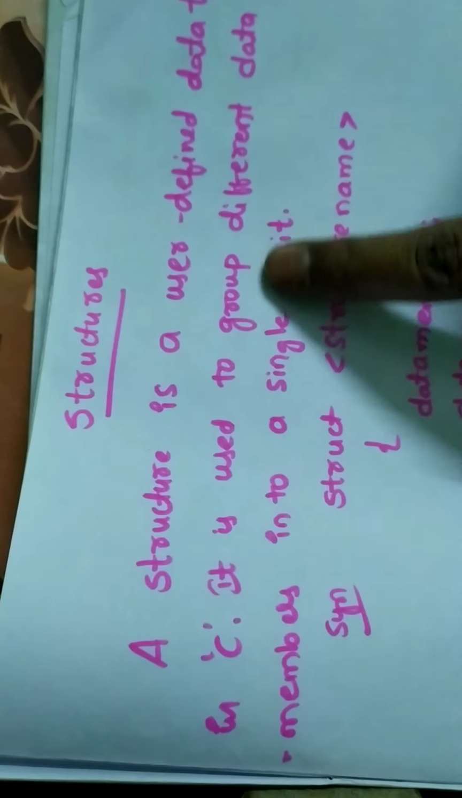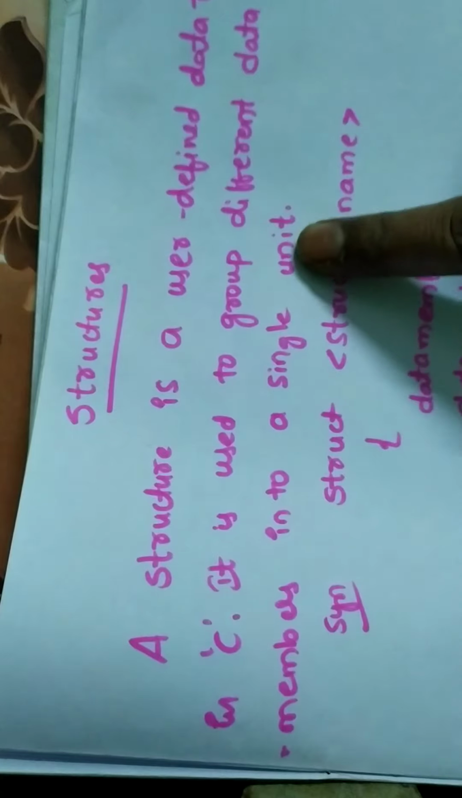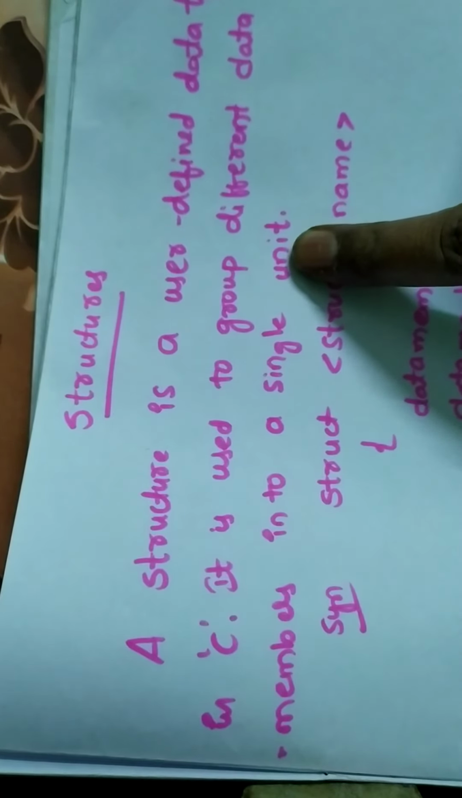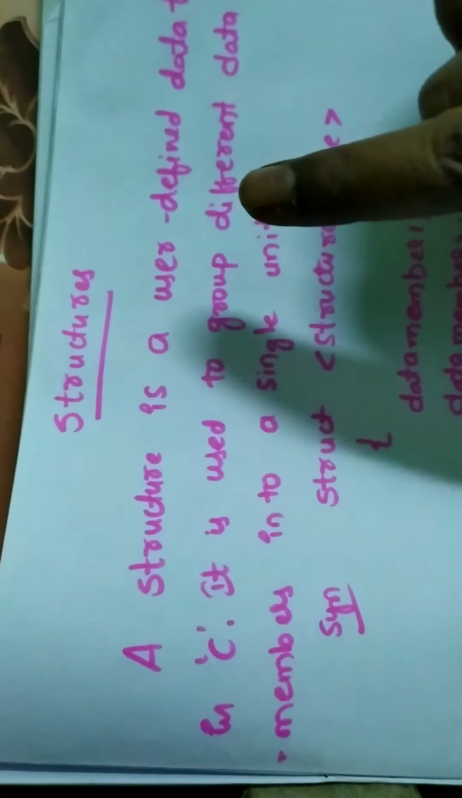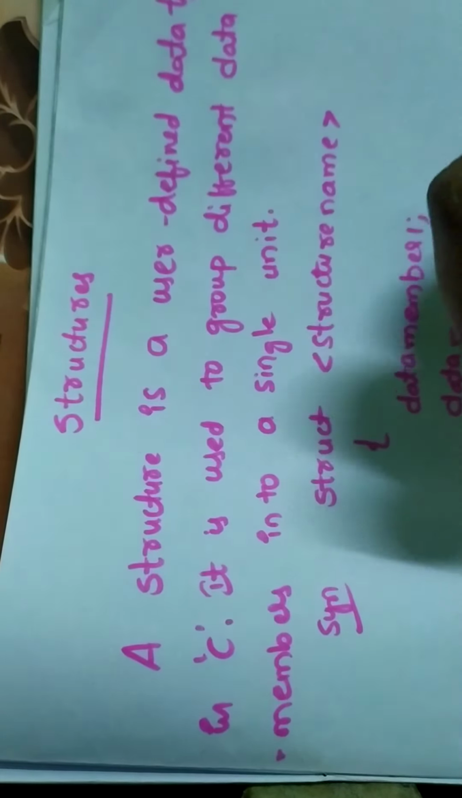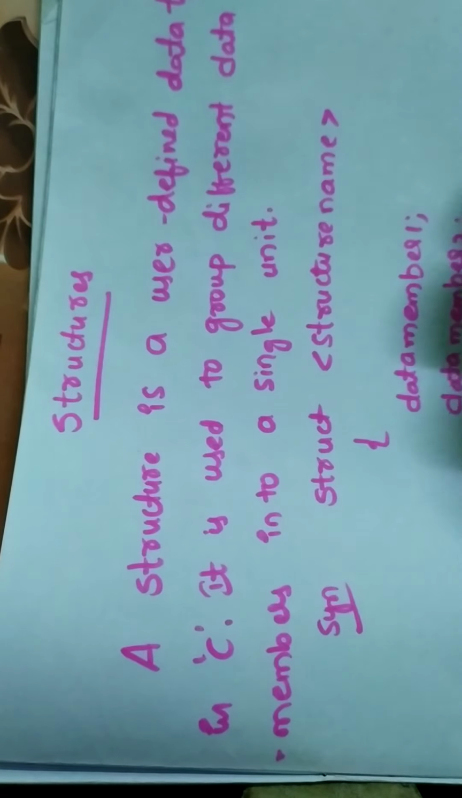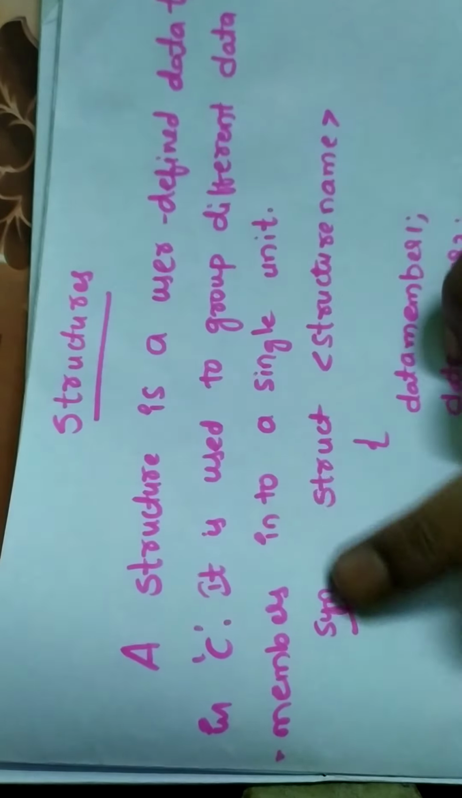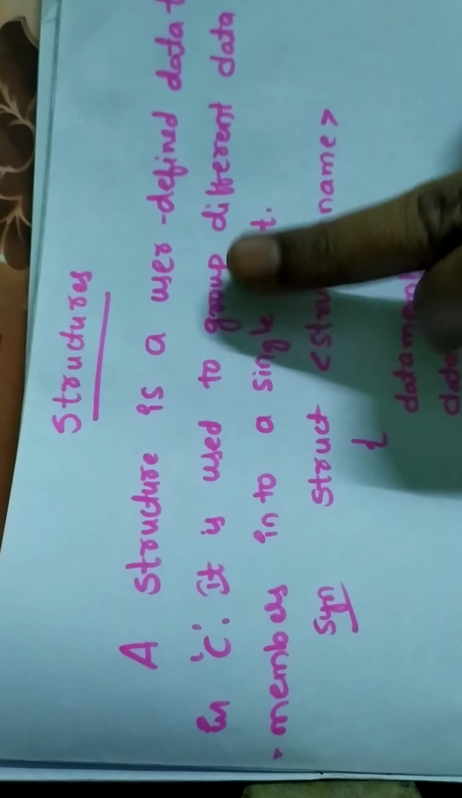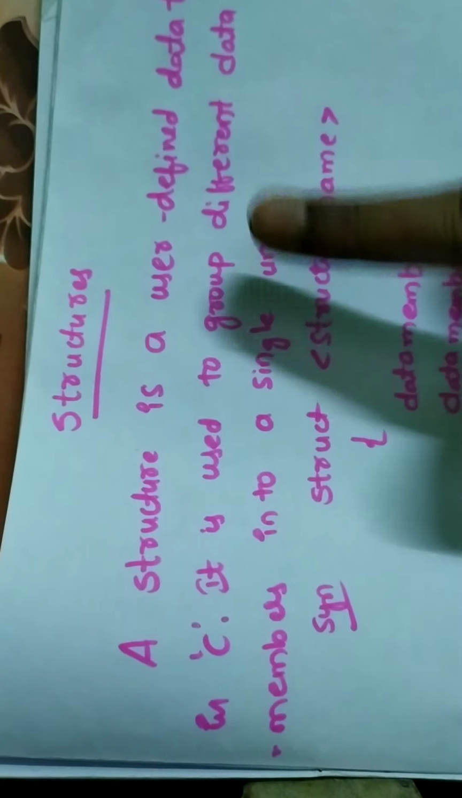It is used to group different data members into a single unit. The main purpose of structure is to group different data members. So what do you mean by different data members here? The variables which belong to different data types, so they are known as data members. Basically the purpose of structure is to group different data members into a single unit.